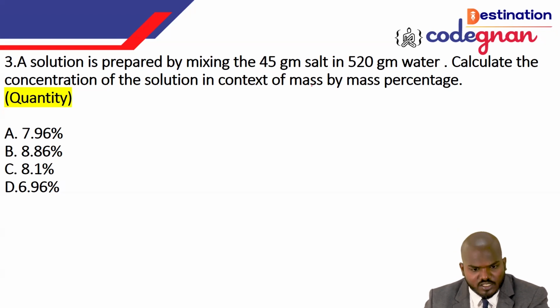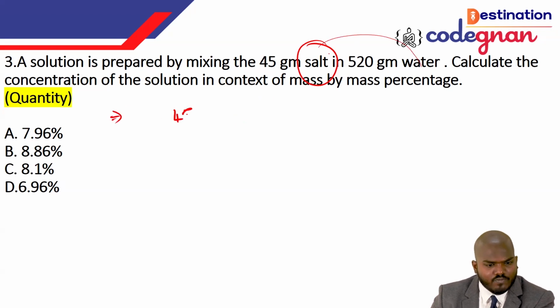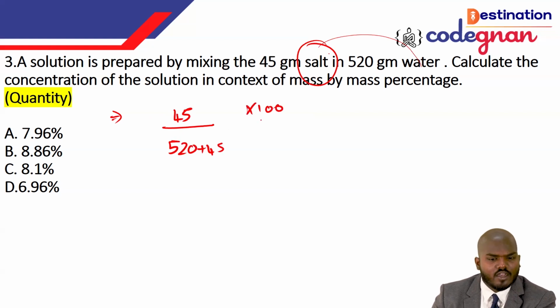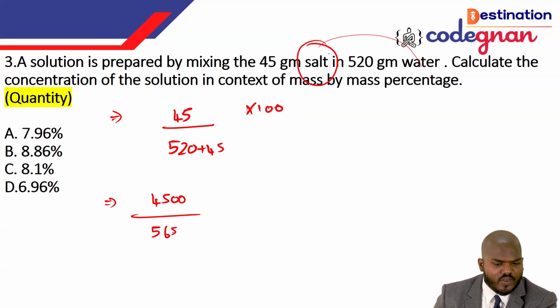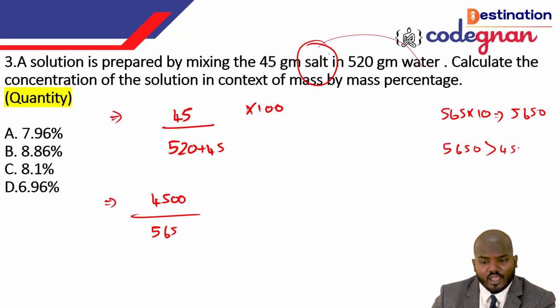So here the concentration of the solution, again, we can call it with respect to the salt and water only. Okay, so when you take this again, 45 out of 520 plus 45, times 100, that will give you 4500 by 565. Okay, so what will we get? Here you just want to use some logic. If you think about 565 times 10, it will give you 5650. So 5650 is much greater than 4500 then.